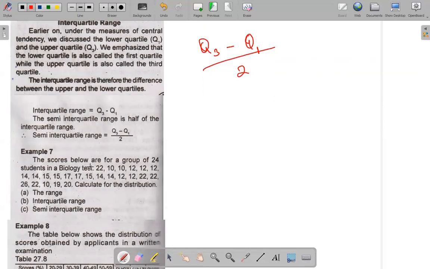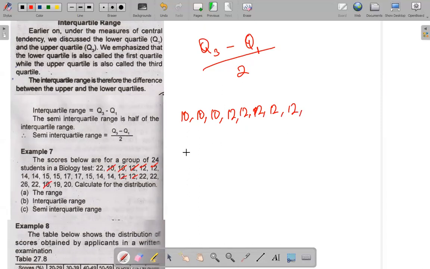The least score here should be 10. How many 10 do I have there? I think there are 3: 10, 10, and 10. The next score there is 12. How many 12 do I have? This is not 12, that is 22. Let me count again: 1, 2, 3, 4, 5. There are 5 of them: 12, 12, 12, 12, and 12 again.